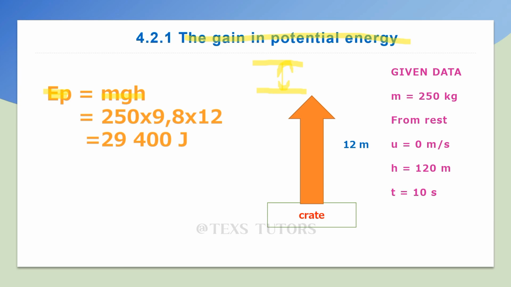M is your mass, so my mass is 250, my gravity is 9.8. Even though the object is going upwards, we find that the gravity is still going to be positive 9.8, because remember, gravity acts downwards through the center of mass of an object, therefore the gravity is considered as positive 9.8. The height, the distance that it is traveling, is 12, so here my potential energy is going to be 29,400 joules.